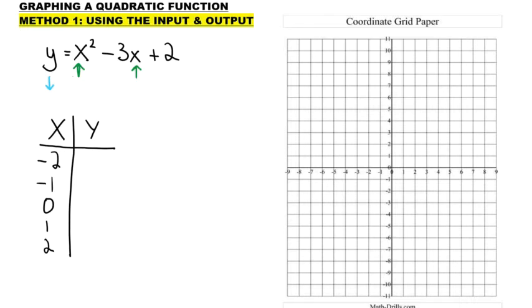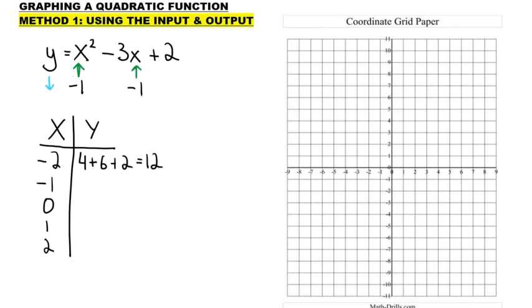So let's test out some of these answers. If I put -2 into the x squared, that's -2 times -2, which gives us +4. -3 times -2 will give us +6, and we still have our +2. So as a result, we get 4 + 6 + 2, which gives us 12. Let's test out a new number. Let's test out now if I put in -1.